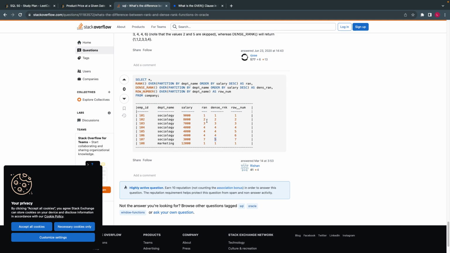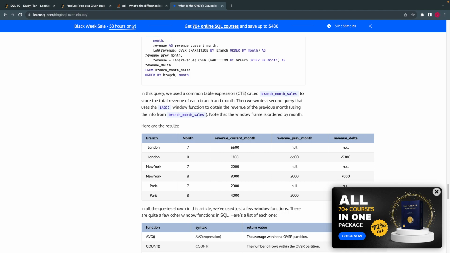When you are attending any SQL interview, rank and dense rank, they will either ask verbally, or ask you to run code. This is a very good example. I'll put the URL in the description. I also explained the over clause in my previous consecutive numbers example. Here is one of the best articles I found. With the over clause, you can use all of these functions.